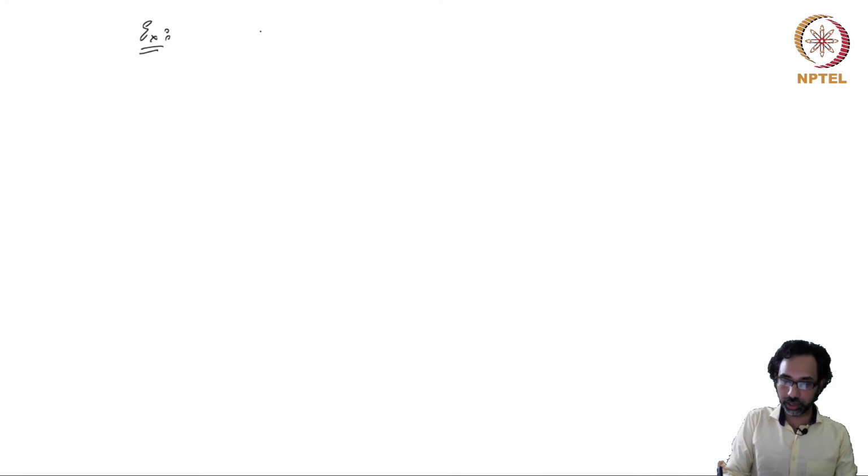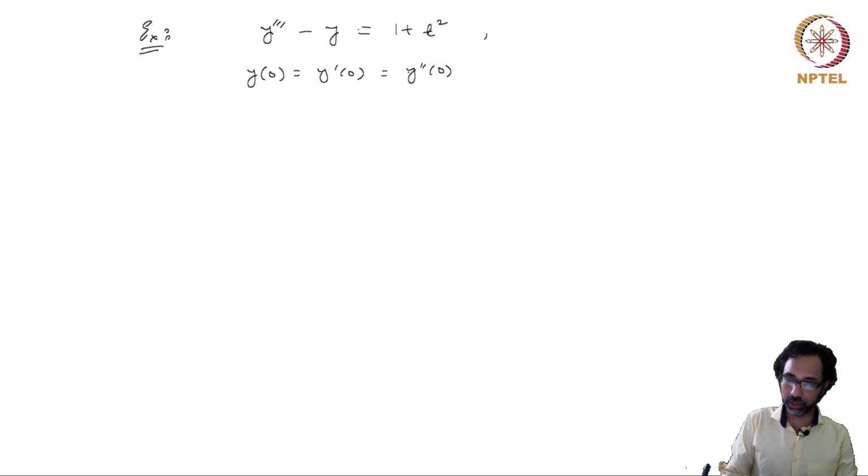So suppose that I take y''' minus y equals 1 plus t squared, and given the initial values y(0), y'(0) and y''(0), so the initial values will be up to the second derivative because we have a third derivative in the differential equation. These are all given to be 0 for simplicity. So now let's take the transformed equation.